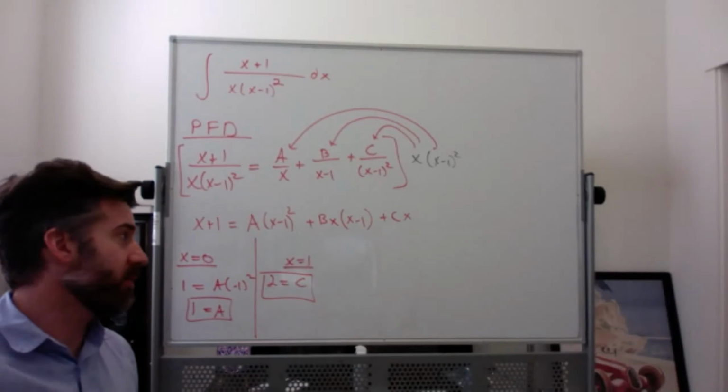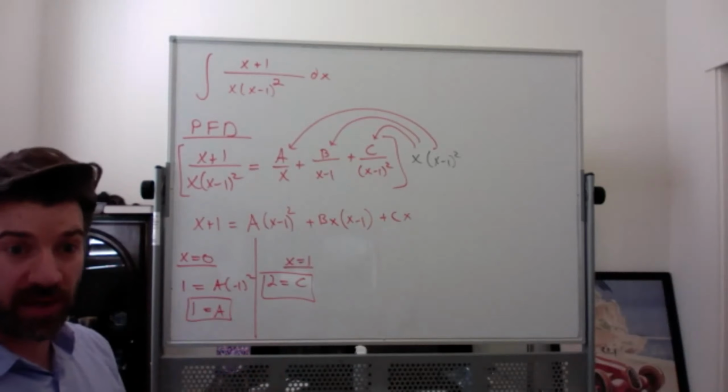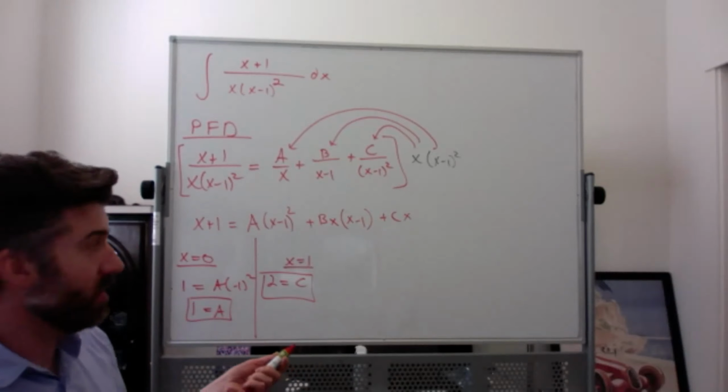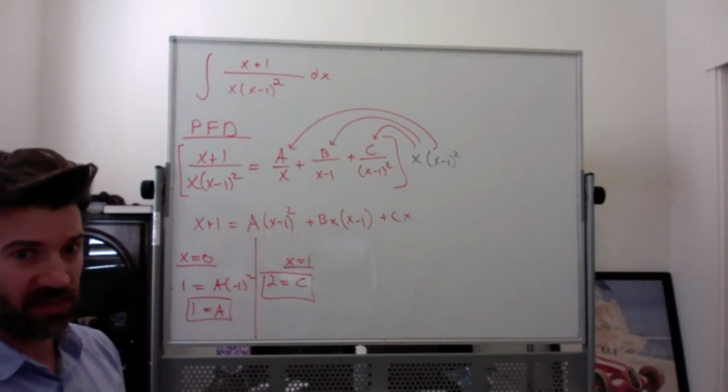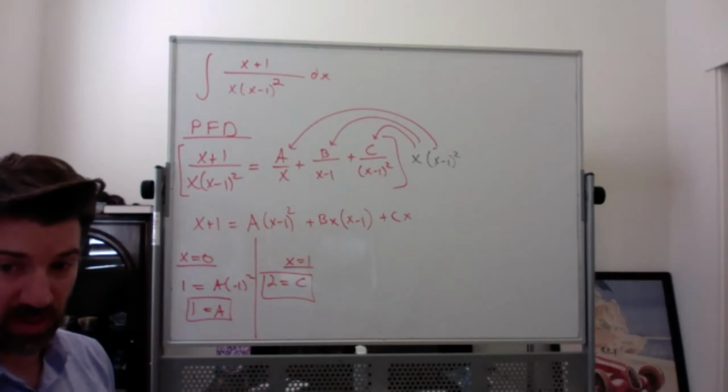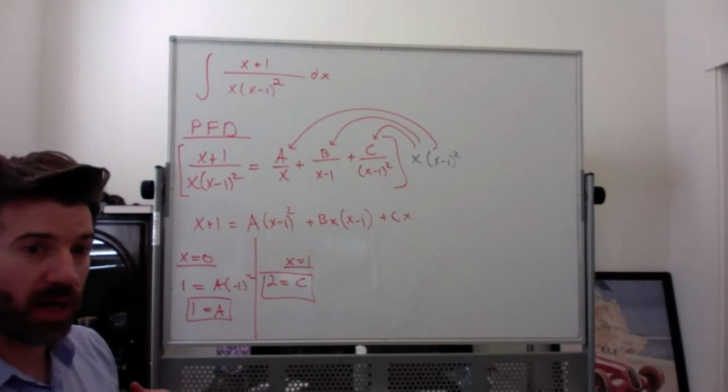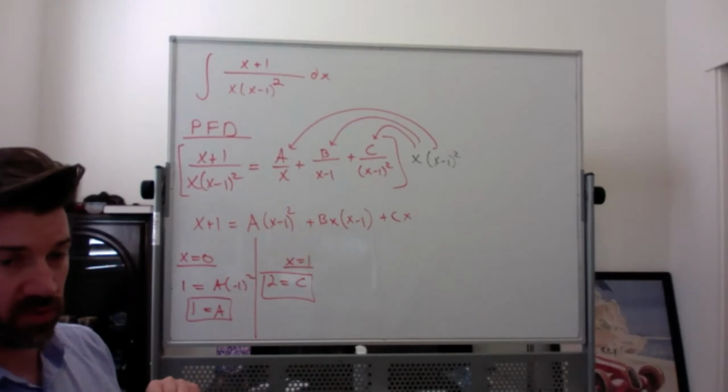But then, and this is always the case with repeated linear factors, you never have enough convenient values of x to pick. There's always going to be at least one of these things where you can't just plug in x equal to something and get everything else being 0. So once you've exhausted all the convenient values, you have two different choices.